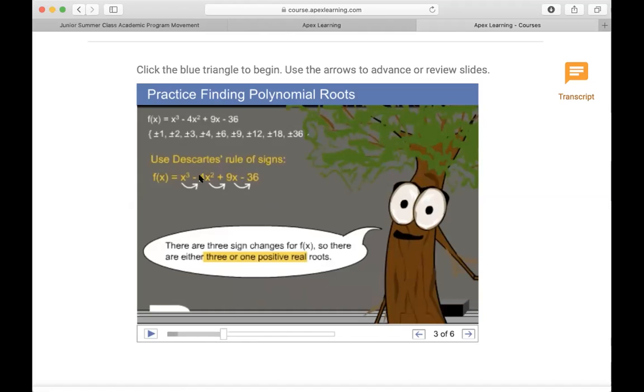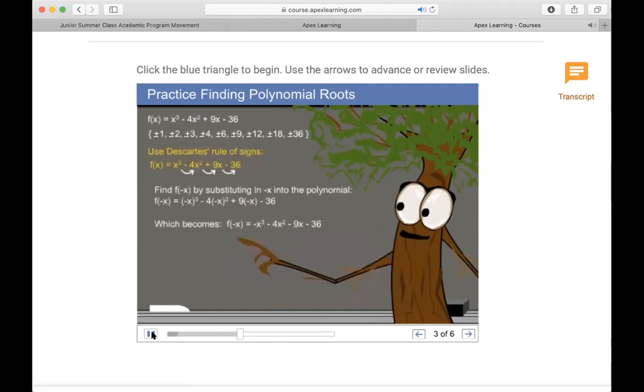So positive to negative, one change. Negative to positive, another change. Positive to negative, that is another change. So I have 3 sign changes. So I can have 3 or 1 positive real roots.